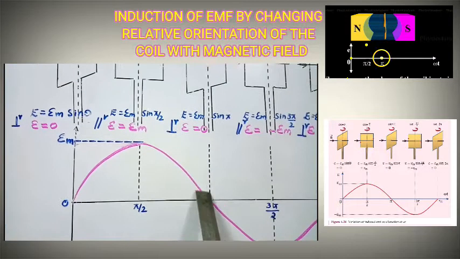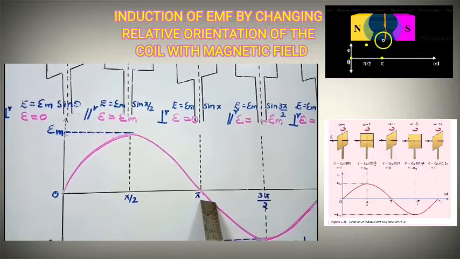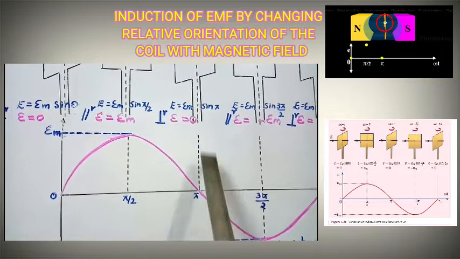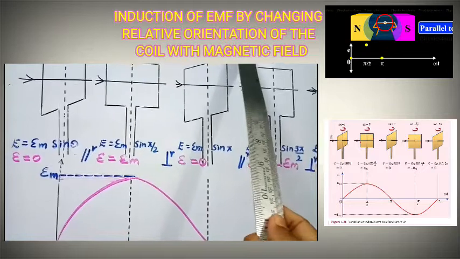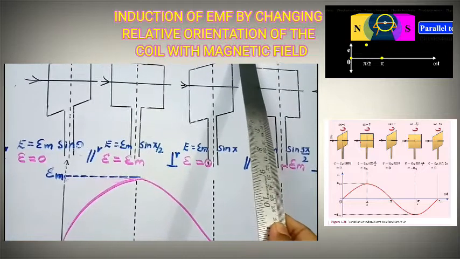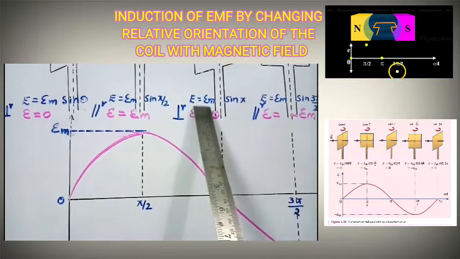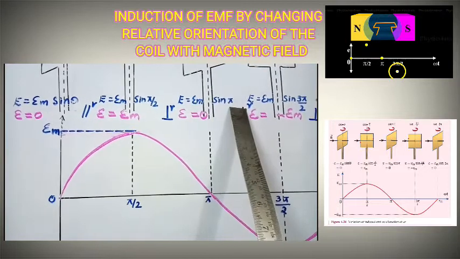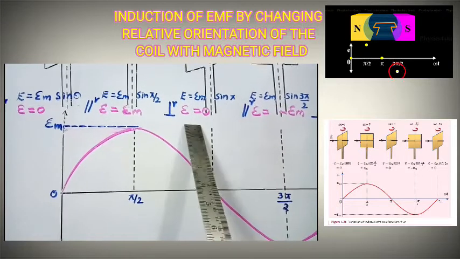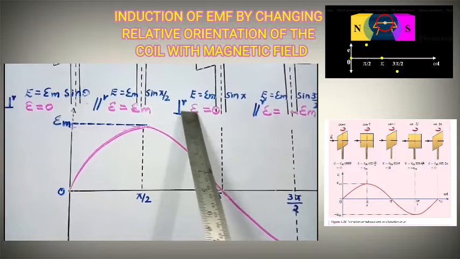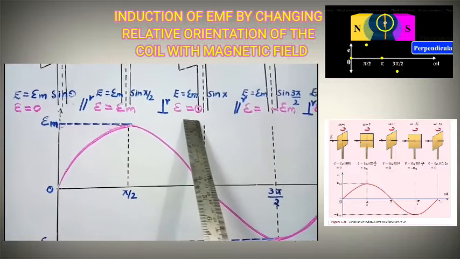Again, as the coil rotates to 180 degrees, omega t is equal to pi. E is equal to Em into sin pi. Sin 180 is equal to 0. The induced EMF is equal to 0.